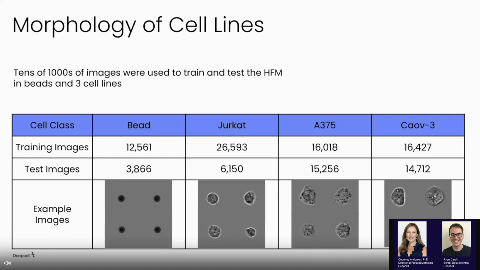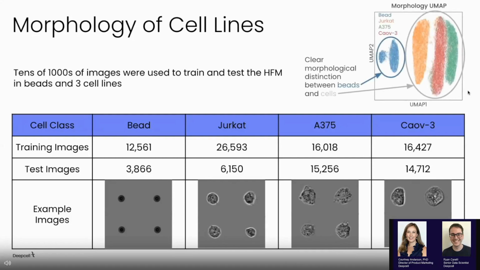Each class has distinct morphological features, with the highest visual similarity among the cancer cell line images. Images were mixed in silico, with representative images from each class shown in this bottom panel. Then the deep learning and morphometric features were extracted using our human foundation model, as Courtney described. The extracted features were standardized and projected into a two-dimensional UMAP basis.